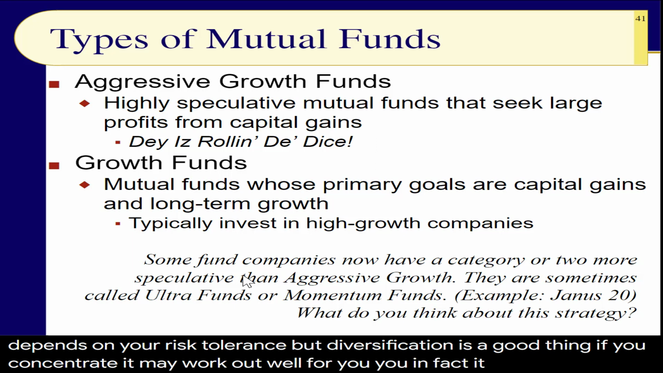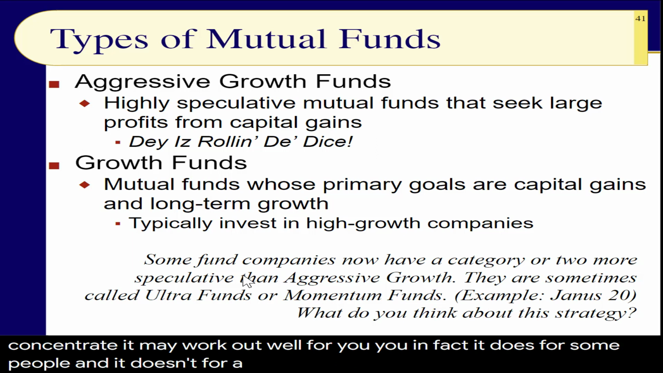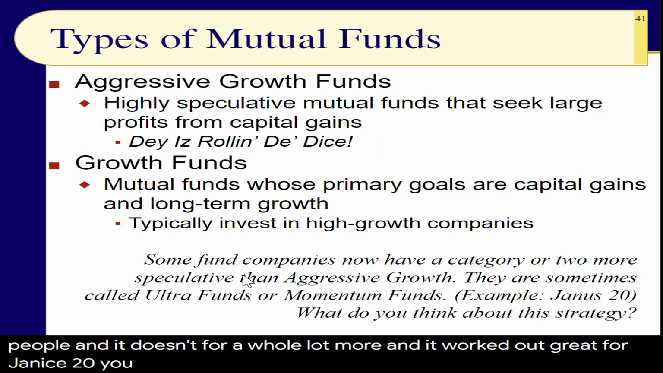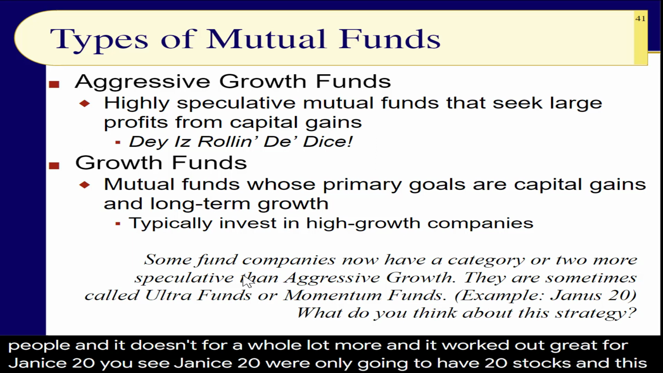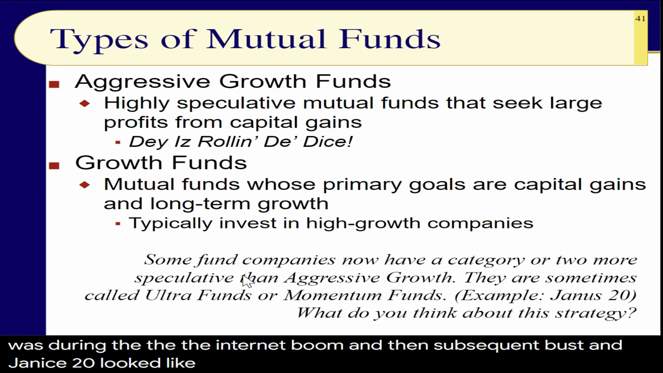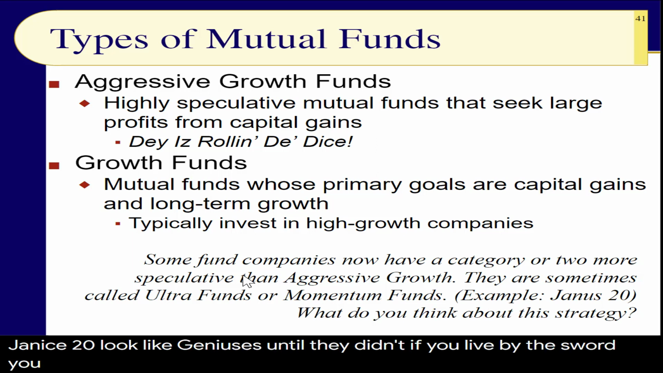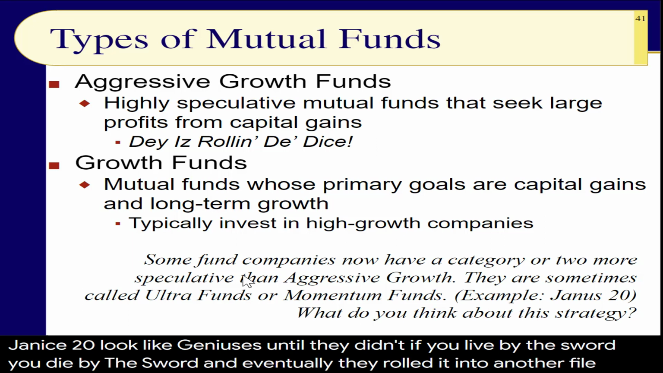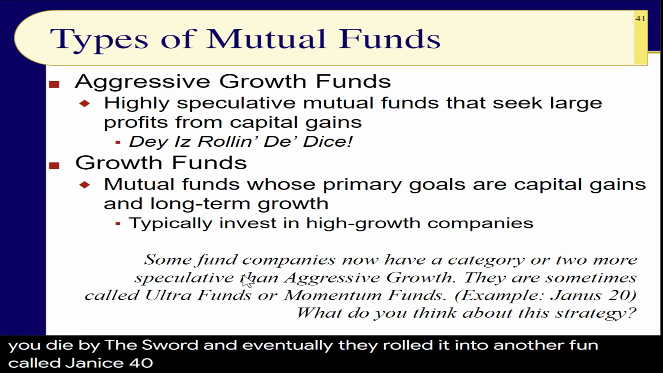In fact, it does for some people, and it doesn't for a whole lot more. And it worked out great for Janus 20. You see, Janus 20, we're only going to have 20 stocks. And this was during the internet boom and then subsequent bust. And Janus 20 looked like geniuses until they didn't. If you live by the sword, you die by the sword. And eventually they rolled it into another fund called Janus 40. They didn't learn the lesson, did they?